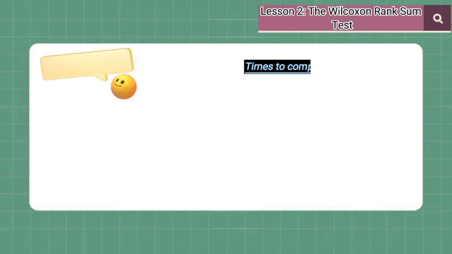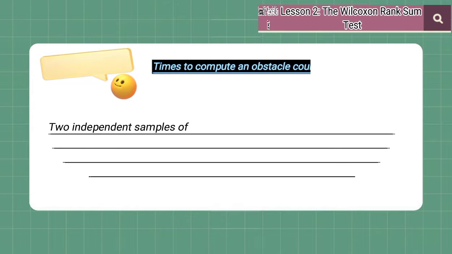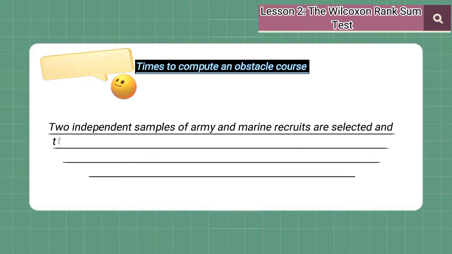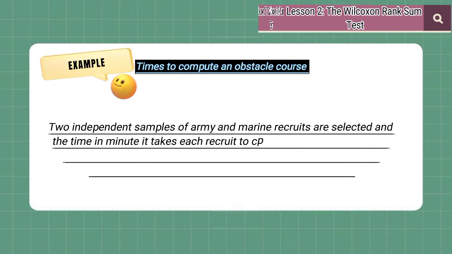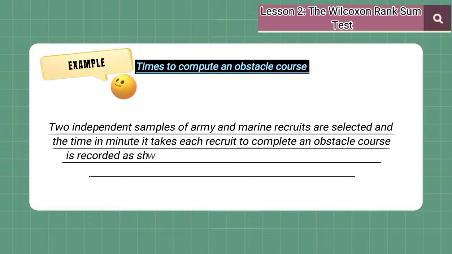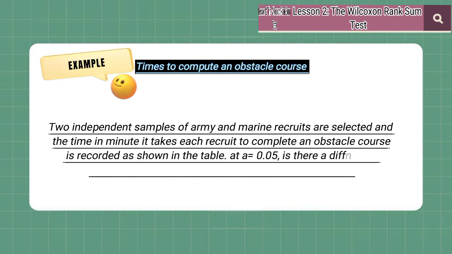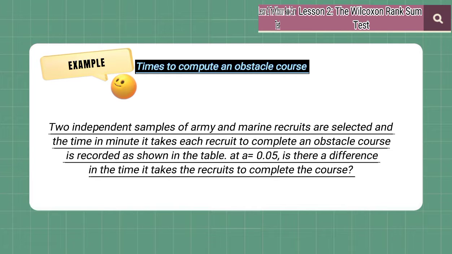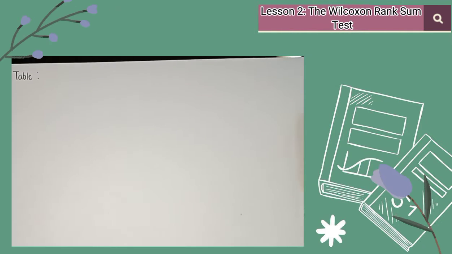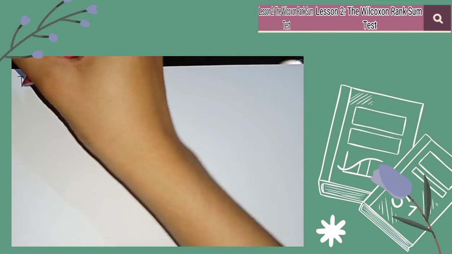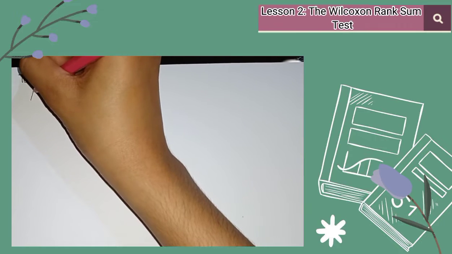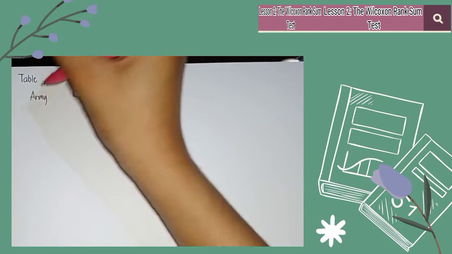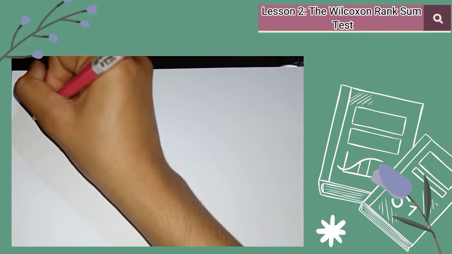Times to complete an obstacle course. Two independent samples of Army and Marine recruits are selected. The time in minutes it takes each recruit to complete an obstacle course is recorded, as shown in the table. At alpha equals 0.05, is there a difference in the times it takes the recruits to complete the course? So now here is the table. Army and Marines.